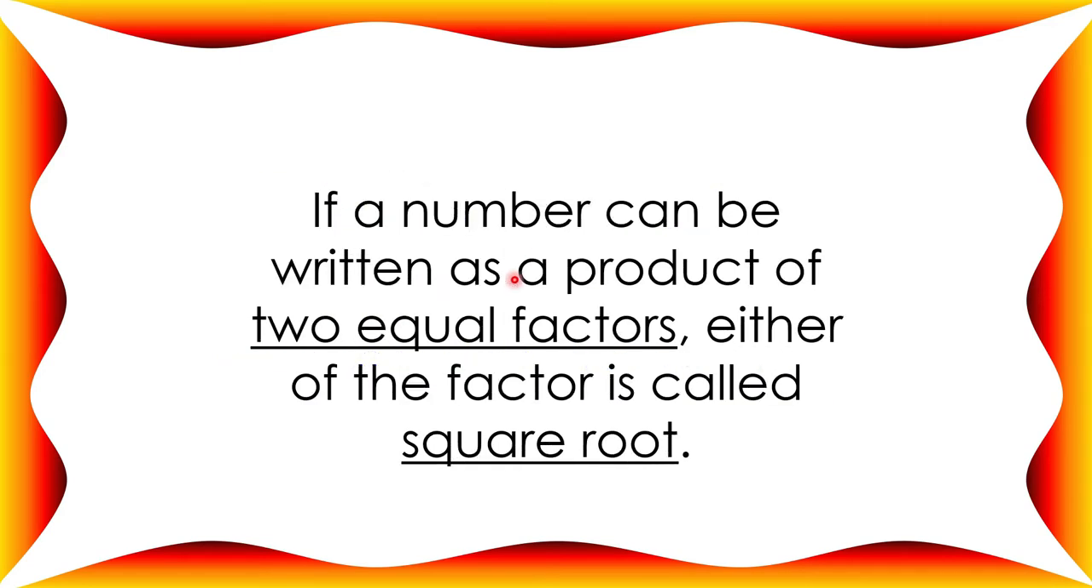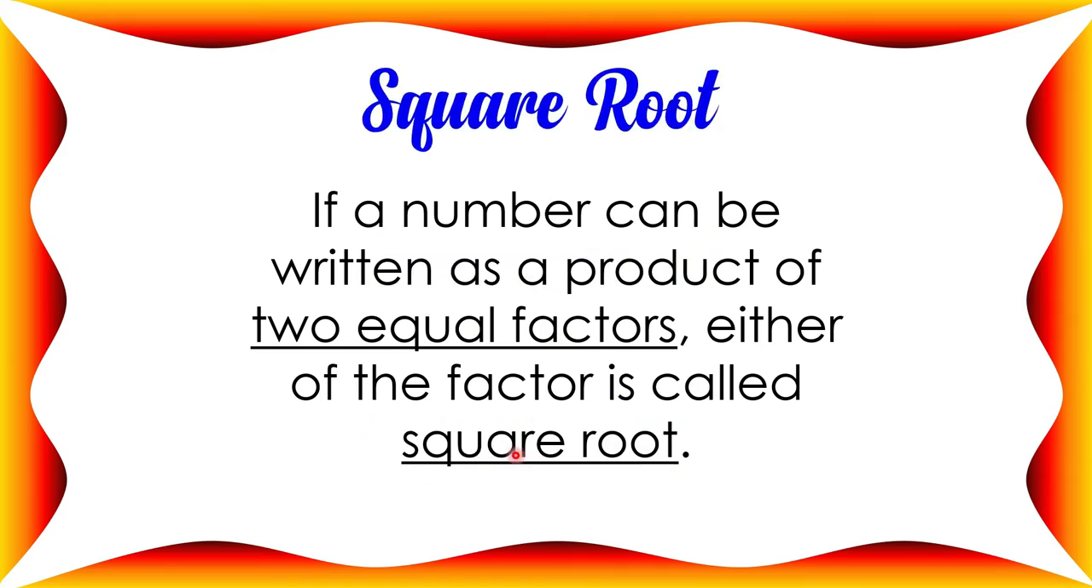If a number can be written as a product of two equal factors, either of the factors is called a square root, and that is our definition. So if we think of a number and you can get the product of two equal factors, two same numbers, two same signs, those factors are what we call the square roots.